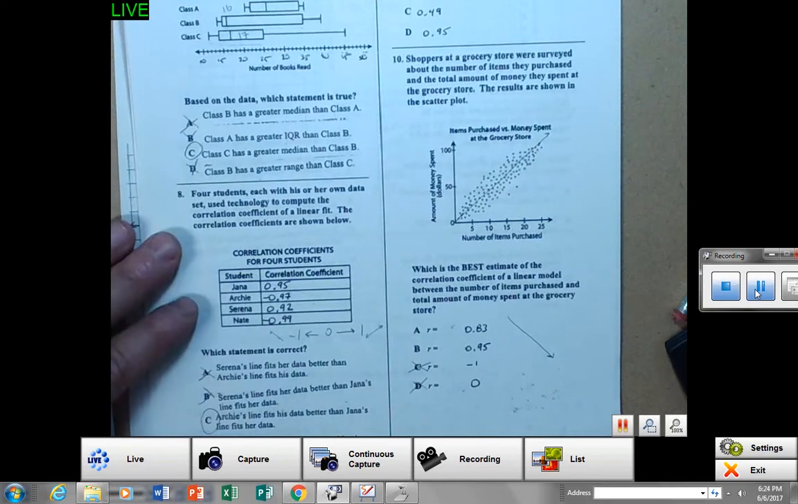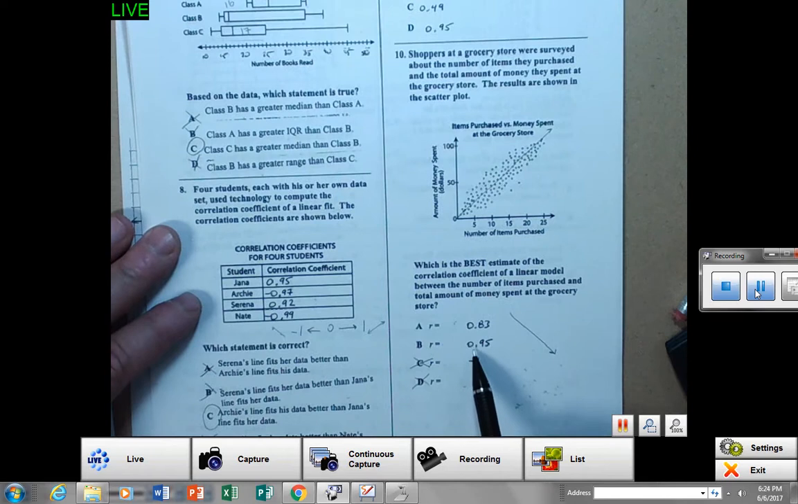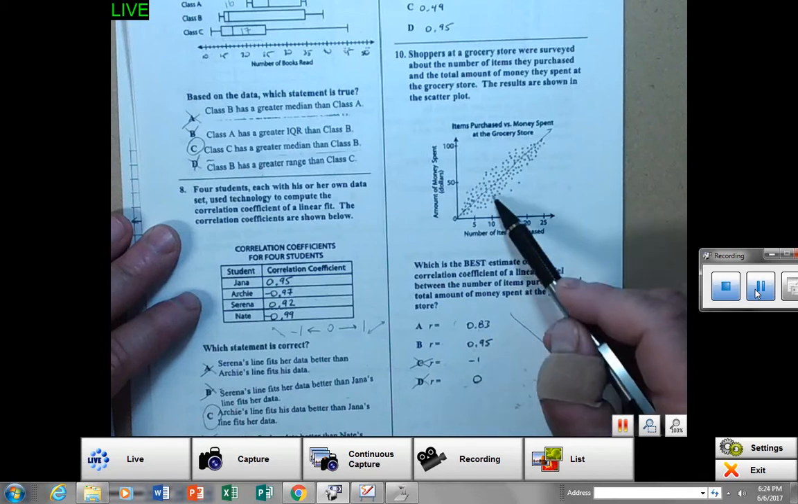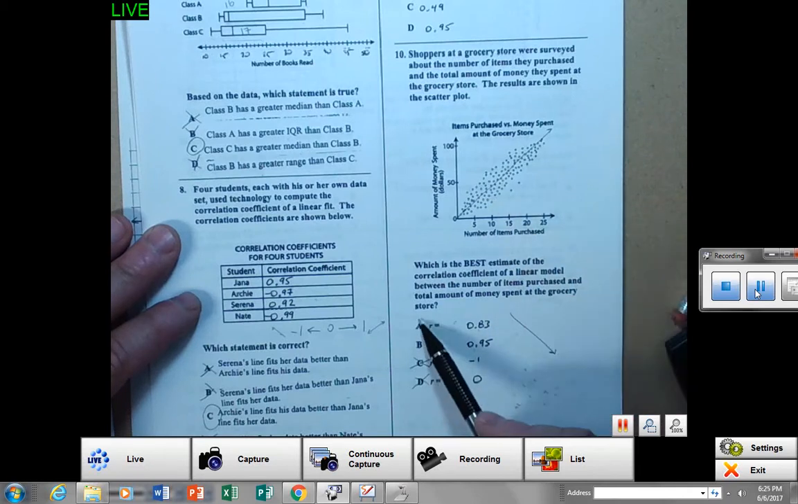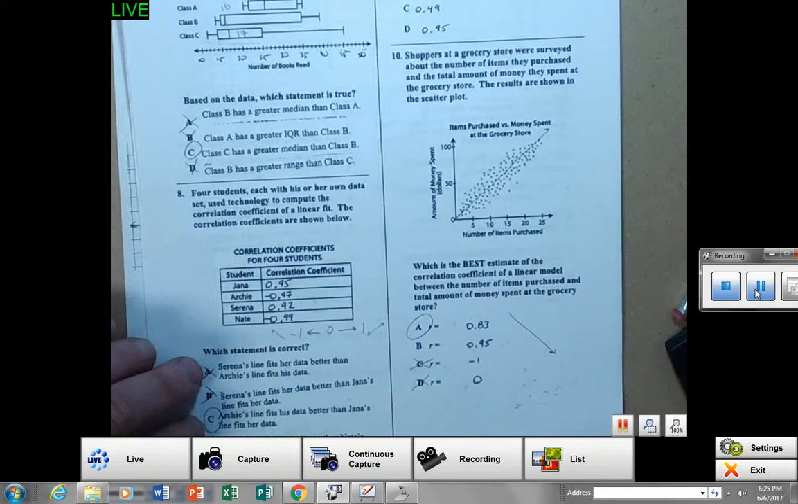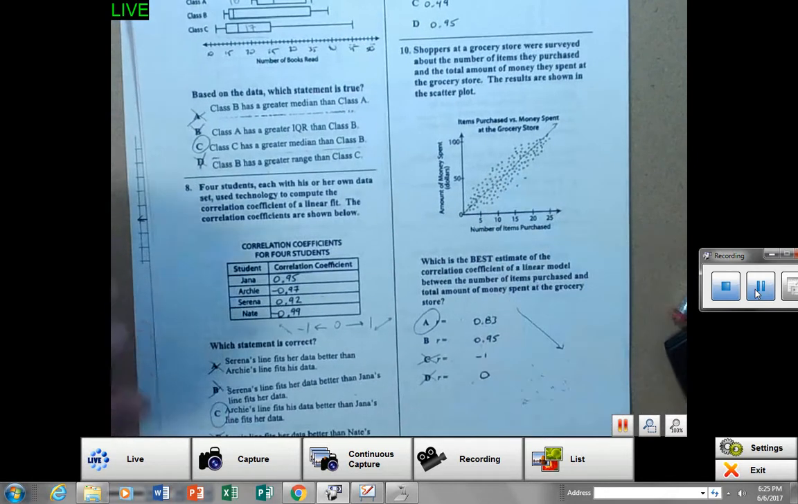Back to this problem, number 10. 0.95 is really, really high, almost in a perfect line in the positive direction. 0.83, a little bit lower, so I would go more with 0.83 since those points are a little bit more spread.